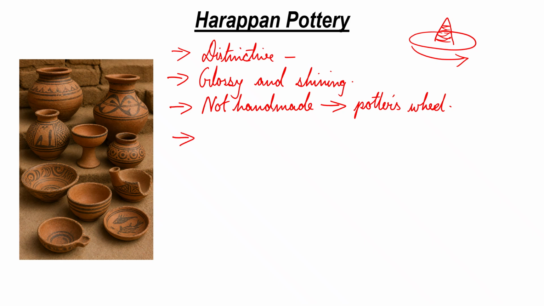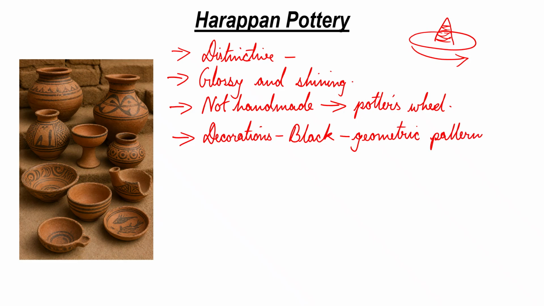So what kind of decorations were there? Decorations were made with black color. And what kind of drawings were there? Black geometric patterns. Okay, so that was all about pottery.